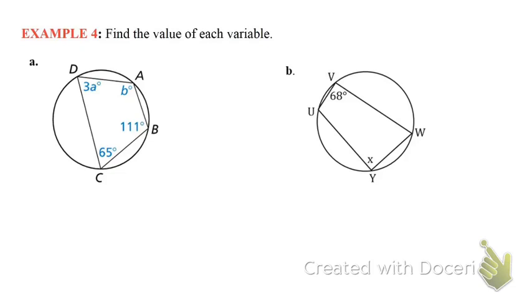Find the value of each variable. Remember, ABCD is a quadrilateral. It's got 4 sides. So you can get 2 equations. So what would be the equation that helps you get A? Go ahead and write that down. Then go ahead and write the equation that helps you get B, and write that down.